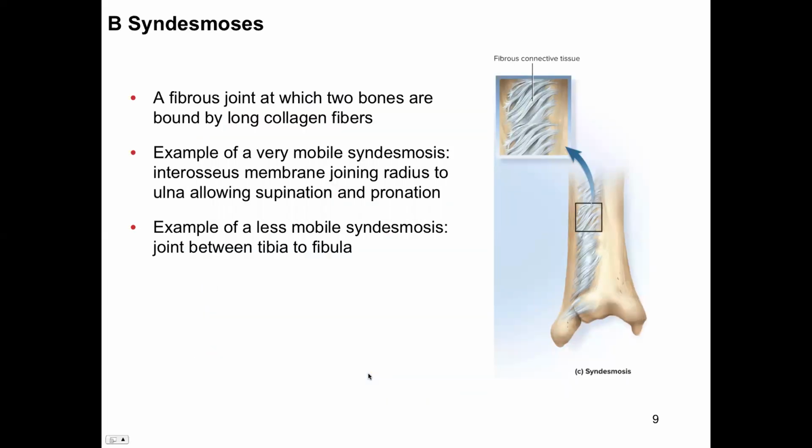Now, the next one is the syndesmosis. This is a fibrous joint, but now we've got long collagen fibers. The best examples are the interosseous membranes between the tibia and the fibula, as well as the radius and the ulna. So these have a little bit more movement, right? The one between the radius and the ulna is a lot more mobile than the one between the tibia and the fibula. But in general, we don't really think of these as being motile bones, as you'll see when we get a little bit further. But there is a bit of give here, all right?